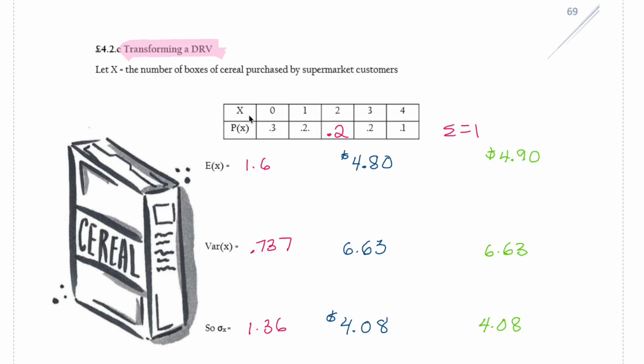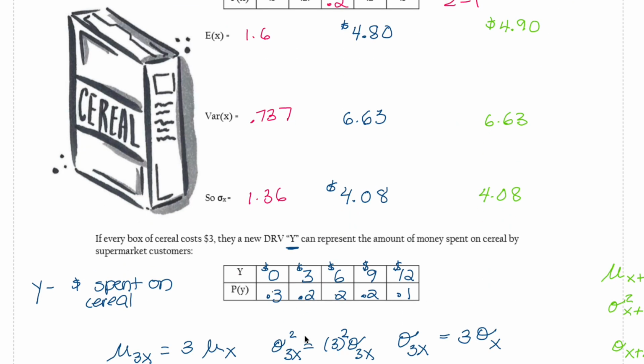They will give you a table that is not fully filled out. You first find the relative frequency for some of the numbers. Always remember they add up to 1, so using 1 minus those probabilities, you will get the missing probability. First, finding the expected value for x, you use the formula and you will get 1.6. For the variance of x, same thing, using the formula, you'll get 0.737. And remember the standard deviation is just the square root of the variance, which is 1.36.